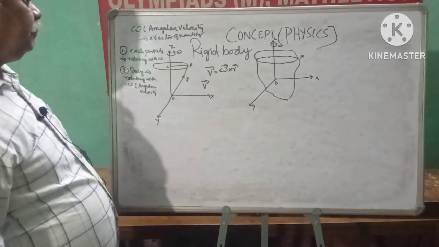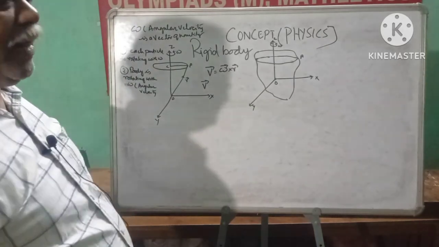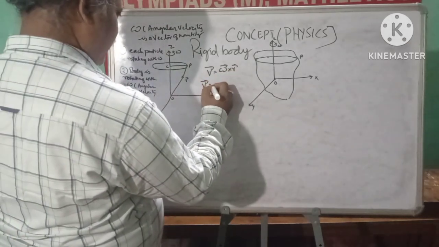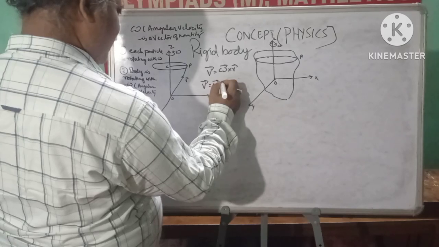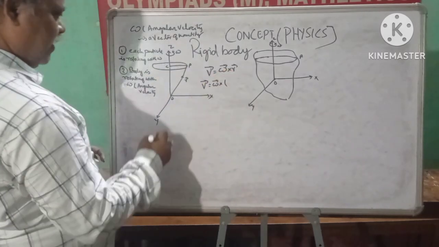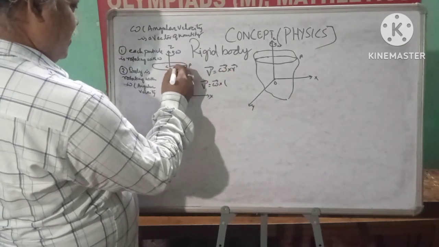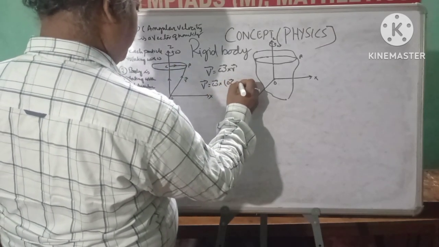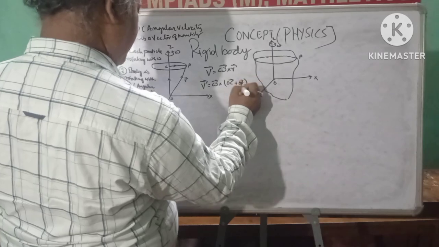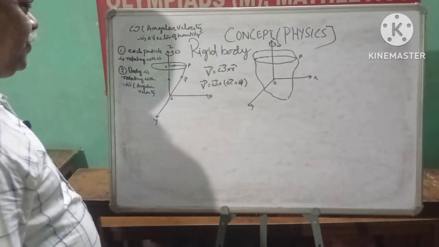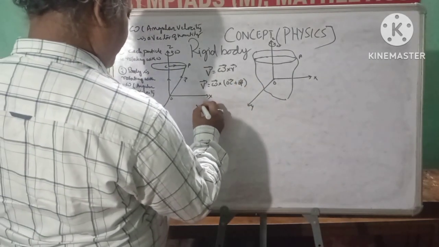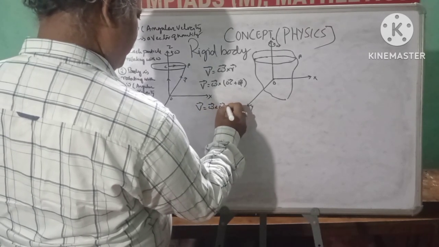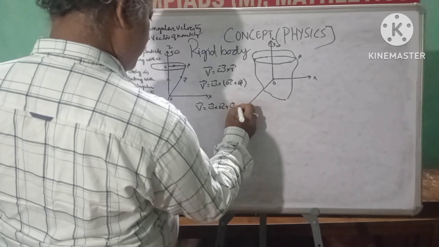Now v is equal to omega cross r. So your r, this is the position vector, so this will be omega vector cross your r vector, which is OC vector plus OP vector. Now here you see that this v vector will be omega vector cross OC vector plus omega vector cross OP vector.